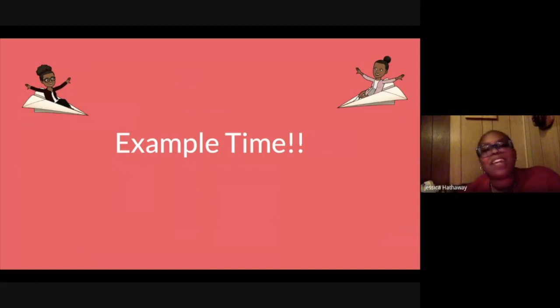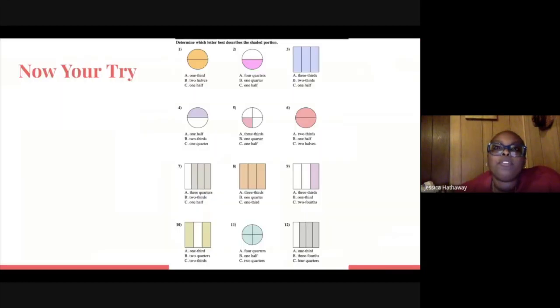All right, example time. I want you to determine which letter best represents the shaded portions. So for numbers 1 through 12, we have circles and we have squares. As you can see, number 1 and 2 are circles. Number 3 is a square. Number 4, 5, and 6 are circles. 7 through 10 are squares. 11 is a circle, and 12 is a square. I would like for you to take a second and pause the video as long as you need and answer these 12 questions. And when you're ready, hit play.